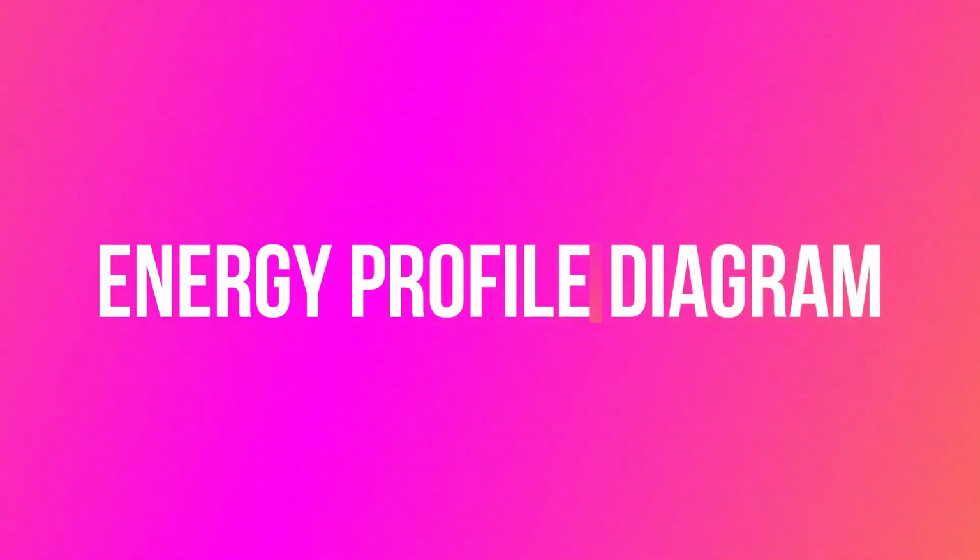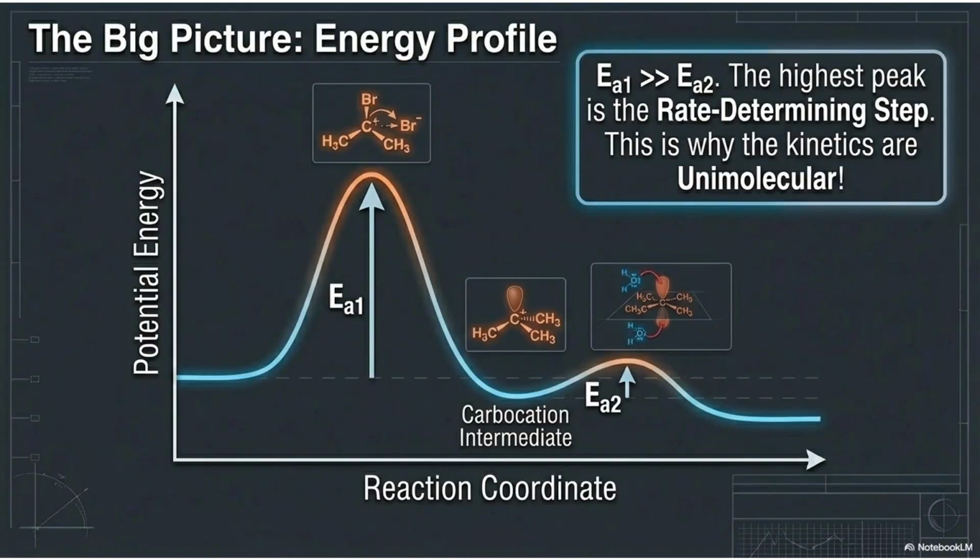Let's see the big picture of the energy profile. In this diagram, you are seeing two humps, which means there are two transition states. That means the reaction is actually happening in two steps. The first activation energy, this EA1, is higher. It is very much higher.